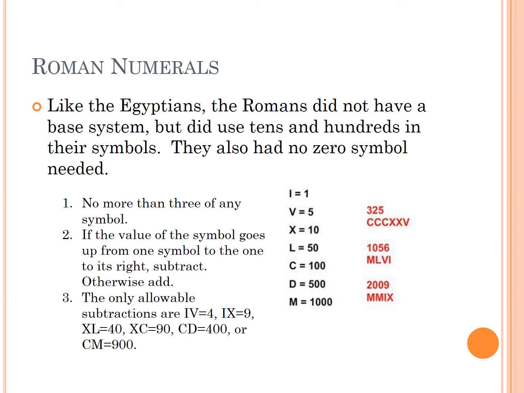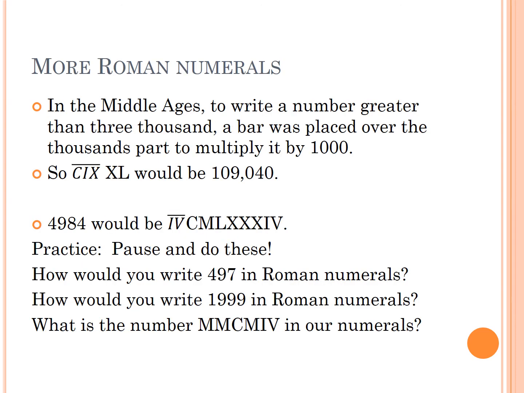And you can see in number 3, those are the only subtractions we're allowed. Notice they all have something to do with 4s or 9s, 40s, 90s, 400s, 900s. And if you wanted to write a really big number, you could take the part that was in the thousands once it was past 3,000 and just write the number of thousands and put a bar over the top. You can use a double bar if you want to get numbers over 1,000,000, but I think those are awfully big for us.